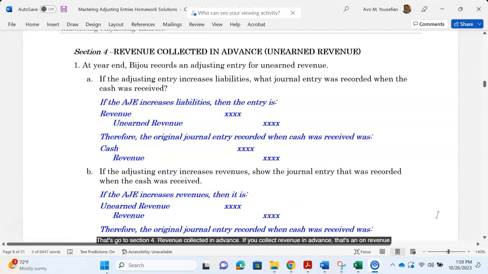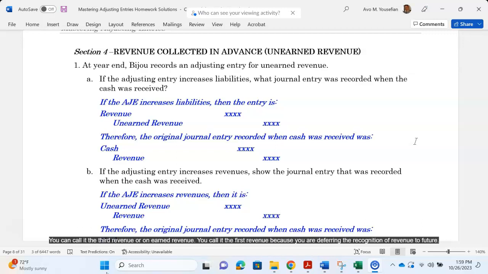Let's go to section 4. Revenue collected in advance. If you collect revenue in advance, that's an unearned revenue. You can call it deferred revenue or unearned revenue. Either way is fine. You call it deferred revenue because you are deferring the recognition of revenue to future time.